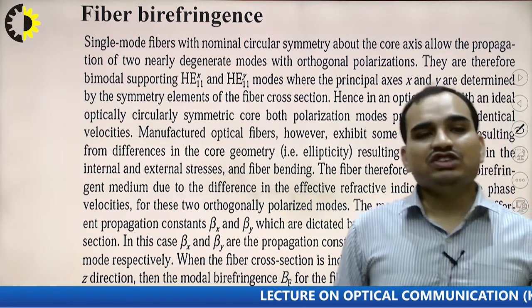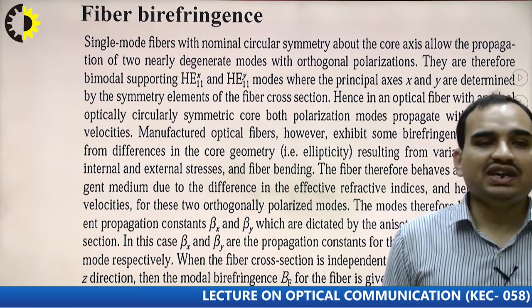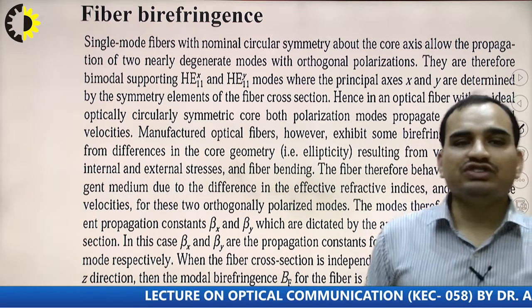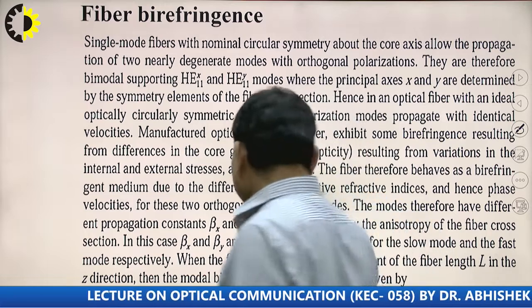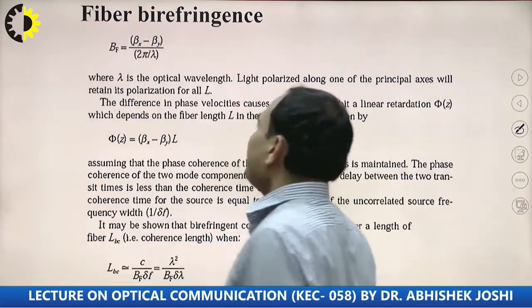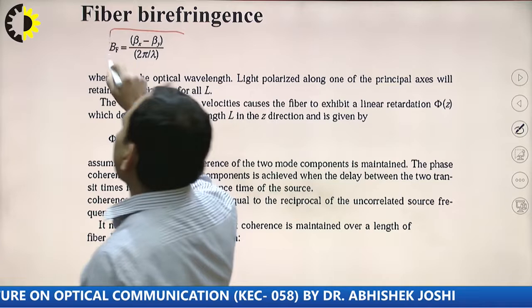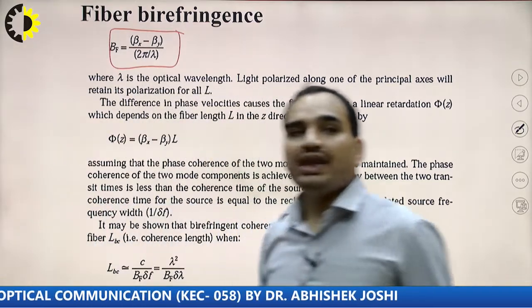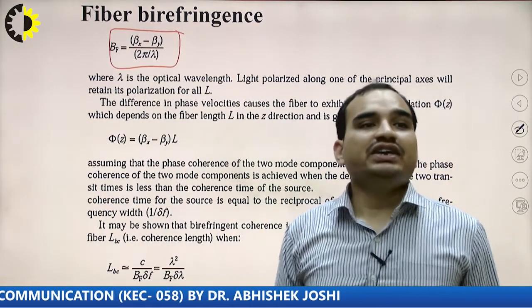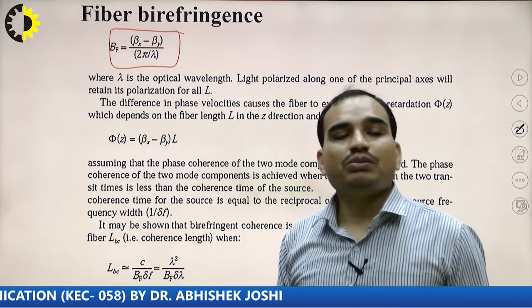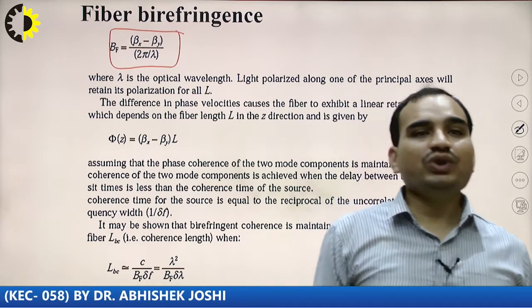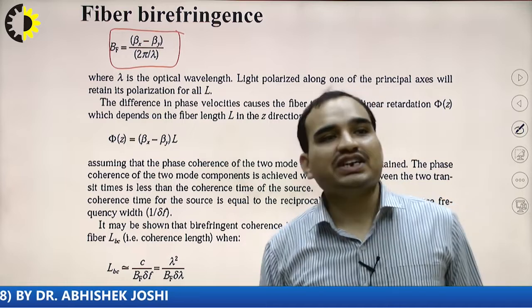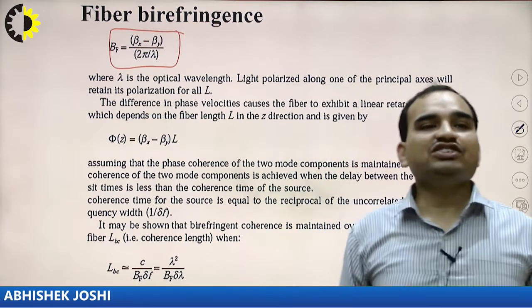When the fiber cross section is independent of the fiber length L in the z direction, the modal birefringence BF for the fiber is given by beta x minus beta y divided by 2 pi by lambda, which is k, where lambda is the optical wavelength. Light polarized along one of the principal axes retains its polarization for all L.